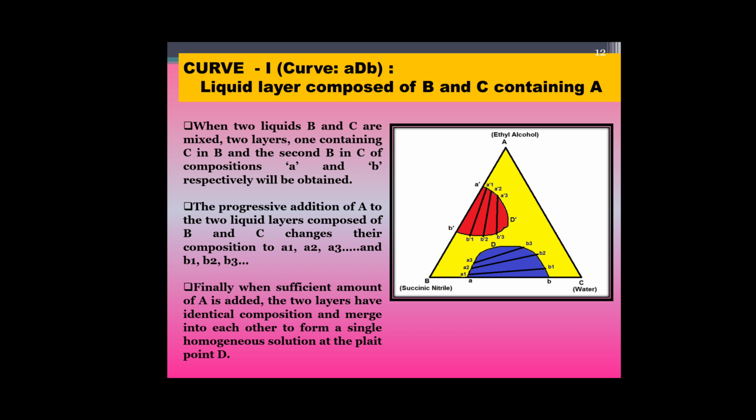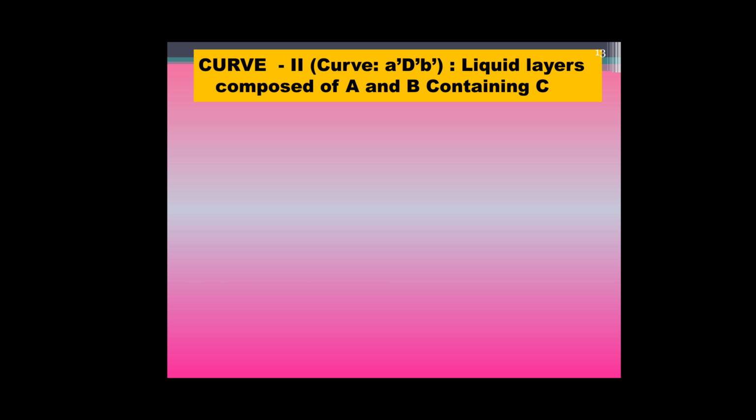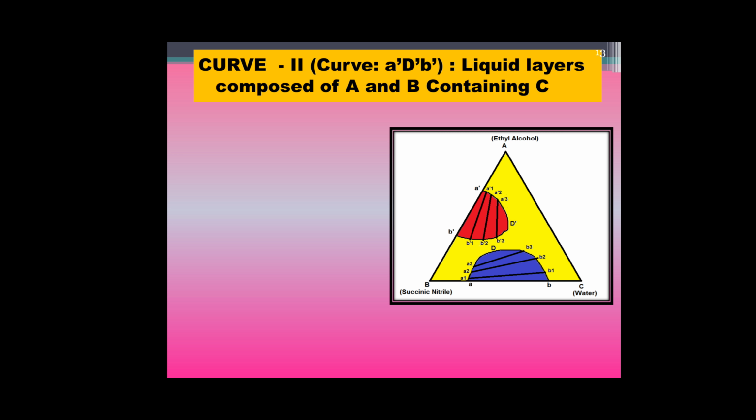This is all about the curve number 1. Now let's go for the curve number 2. So here in this phase diagram, the curve 2, that is A dash, D dash and B dash, is showing the curve number 2, and the red color portion is for indicating the curve number 2. In this curve number 2, the liquid layers composed of A and B contain C, meaning here the ethyl alcohol and succinic nitrile are there in presence of water.